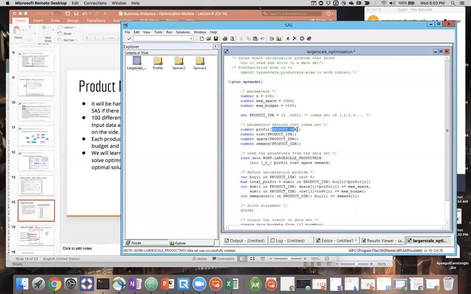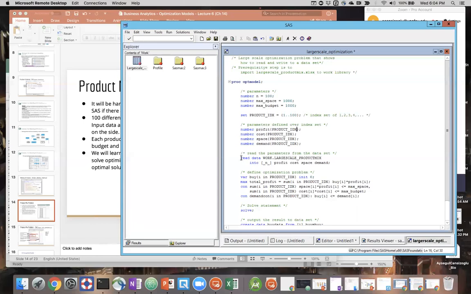And one alternative way, actually, instead of the product index, I can always use this, right? It's going to be fine. It's the same thing, basically. Either you can define the product index once and then use it everywhere, or you can write this everywhere. So the profit, cost, space, demand, basically all of these are going to be defined over the index set.